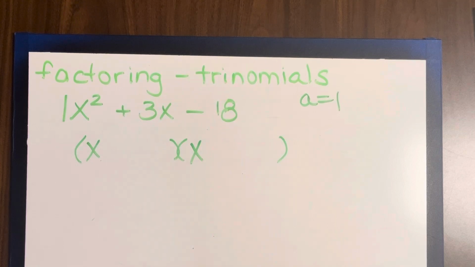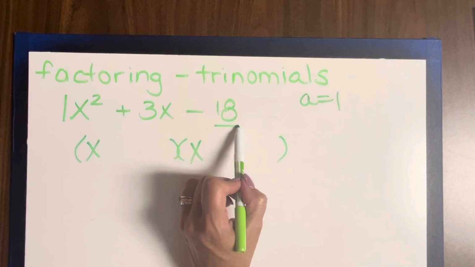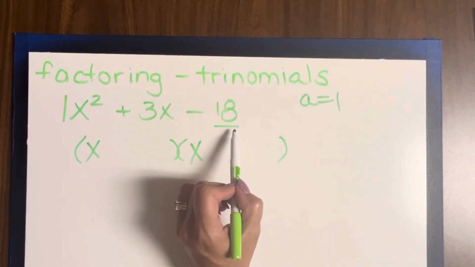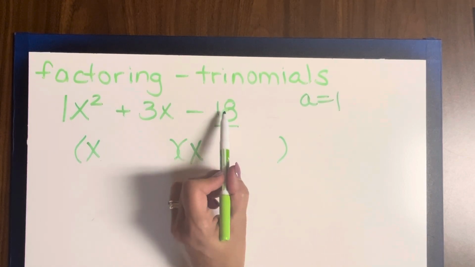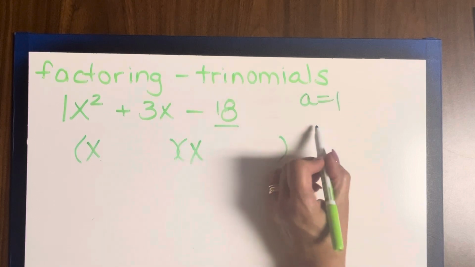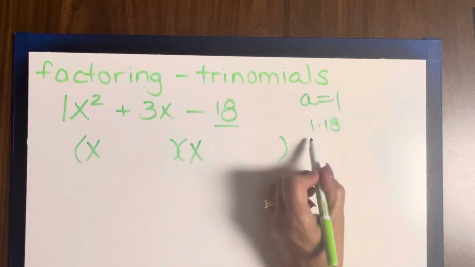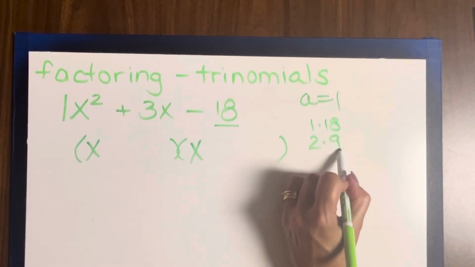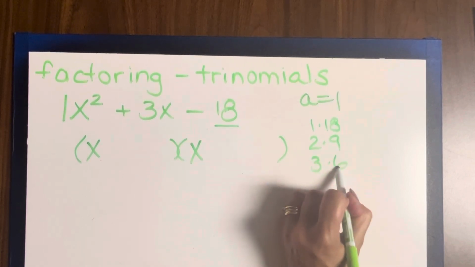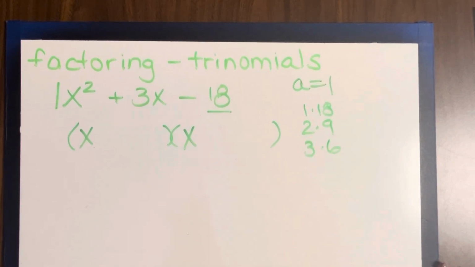Now, the next step is we need to focus on this 18. The 18 is going to tell us, all right, we've got to find pairs that multiply to give us 18. So that means we can write these out. 1 times 18, 2 times 9, and then 3 times 6. Those are the three different factor pairs that give us 18.